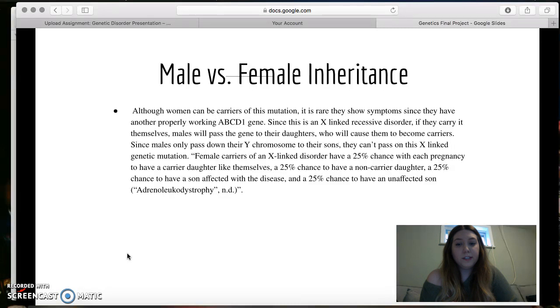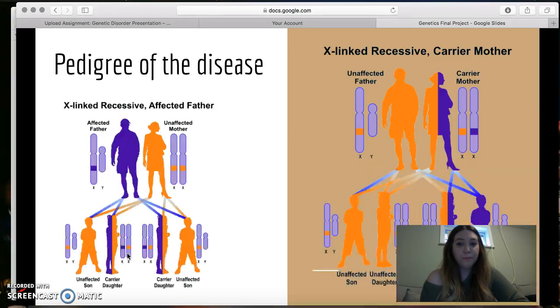And then this is just some statistics. Female carriers of an X-linked disorder have a 25% chance with each pregnancy to have a carrier daughter like themselves, a 25% chance to have a non-carrier daughter, a 25% chance to have a son affected with the disease, and a 25% chance to have an unaffected son.